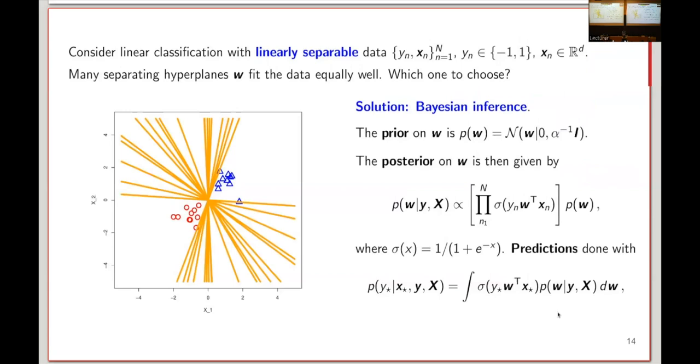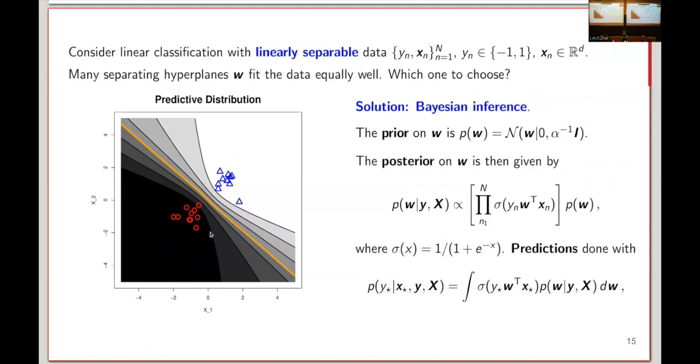When you consider all the separating hyperplanes and you weight each one by the probability of fitting the training data, you will be averaging across all these types of classifiers that are separating the data. And in the end, when you average the predictions of all these, you obtain a predictive distribution like this, where you still have a decision boundary that looks much better than some of the ones that we saw. It's actually separating the data well.